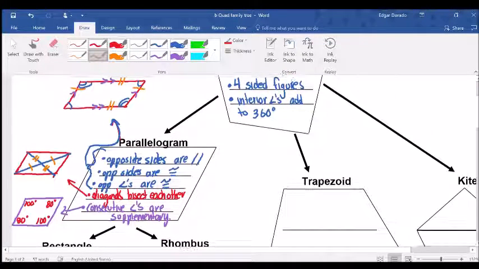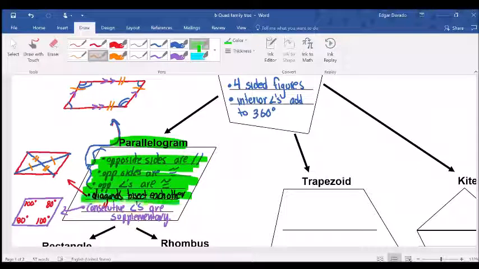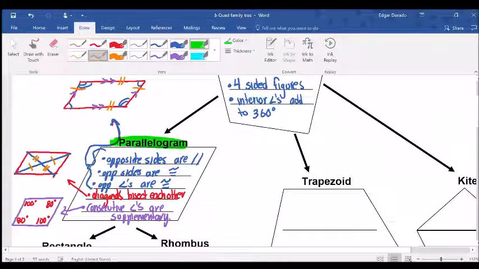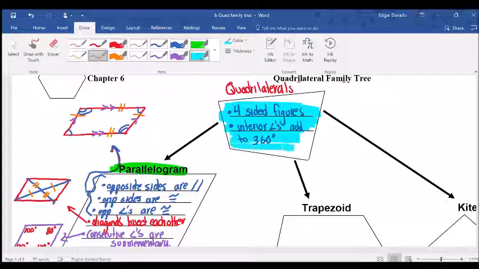But again, those were just to show you the characteristics. But every single parallelogram will have every single one of these. Every single parallelogram will have every single one of those traits, along with all the ones that we learned up top, which applies to any quadrilateral, that is a four-sided figure and the interior angles that are 360. Alright, let's keep going.